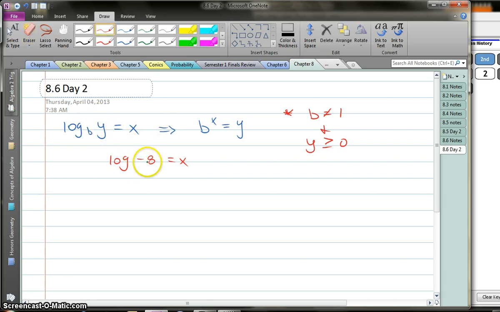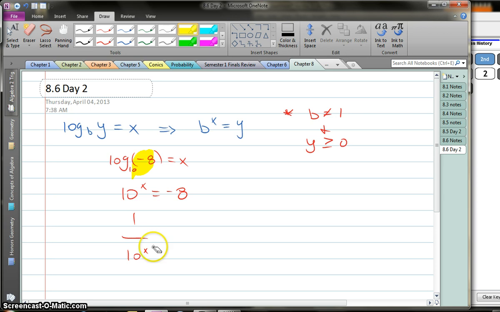Now, this is impossible because you have log base 10 of negative 8 is equal to x. So when I rewrite this, I get 10 to the x power is equal to negative 8. Well, there is no possible value of x that would make that negative. Even if I put a negative exponent, it just means we put it over 1. Right? So that is impossible. So you can never, ever, ever take the log of a negative number.